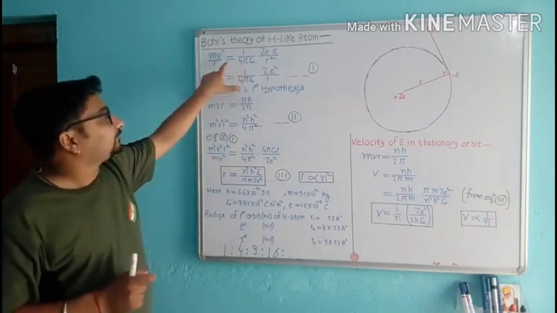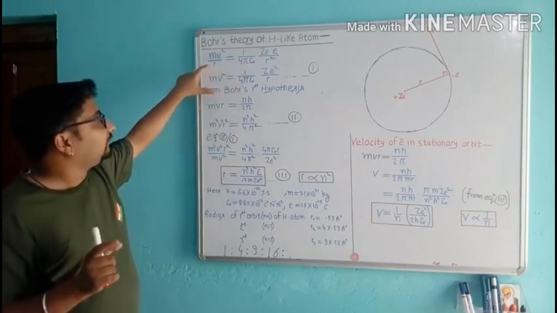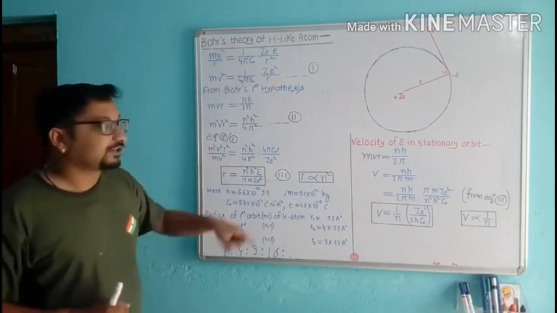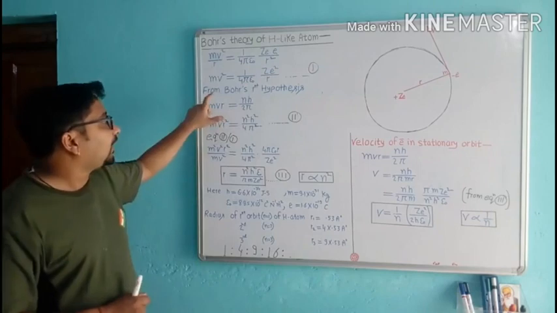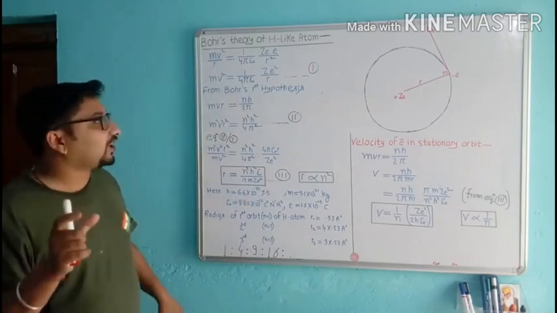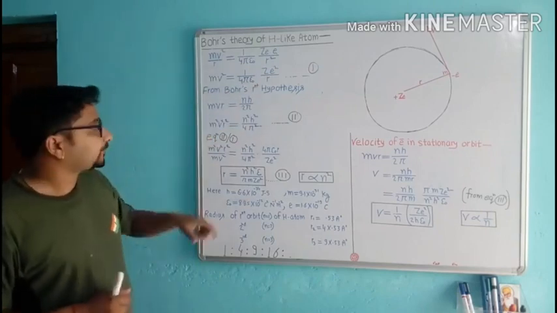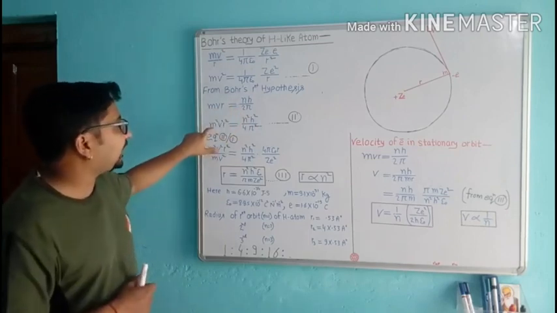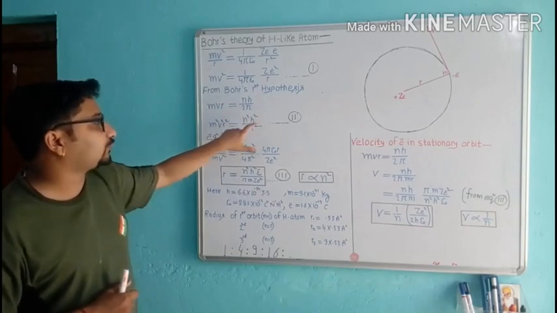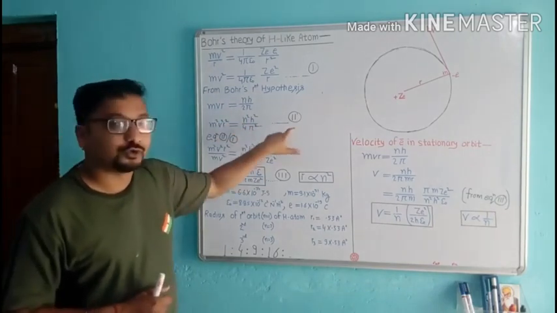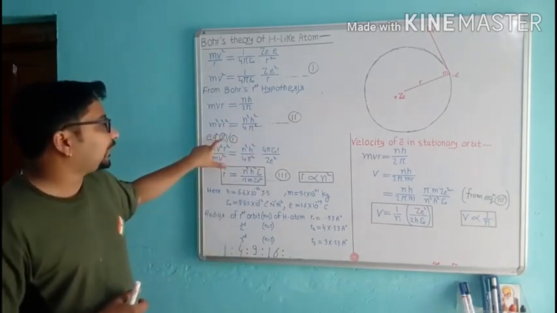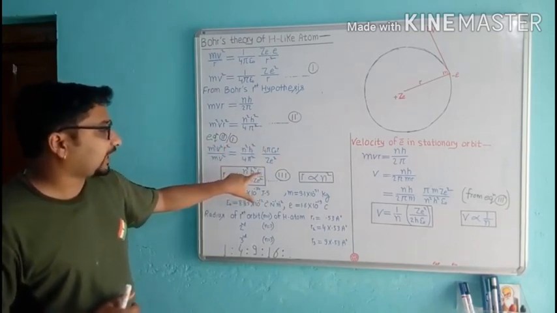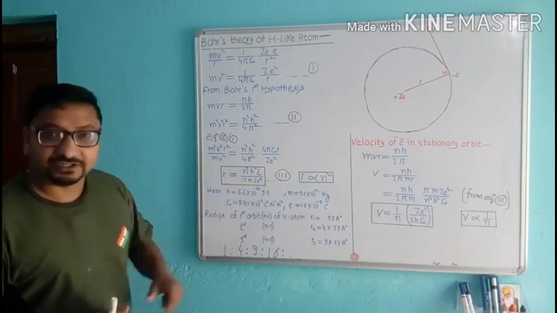When we equate the two formulas, we get mv square is equal to 1/4 pi epsilon naught Ze square upon r. Equation number 1. From Bohr's quantization condition, Bohr's first hypothesis, mvr is equal to nh upon 2 pi. Squaring both sides, we get m square v square r square is equal to n square h square upon 4 pi square. Equation number 2. Equation number 2 divided by equation number 1, we get r is equal to n square h square epsilon naught upon pi m Z e square.